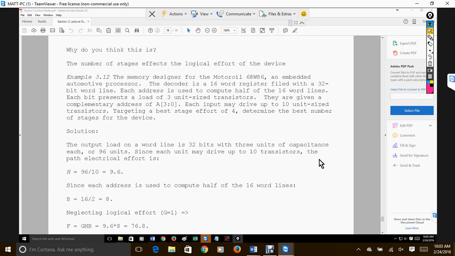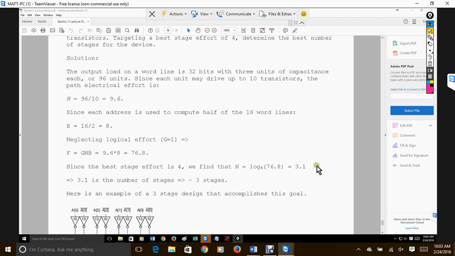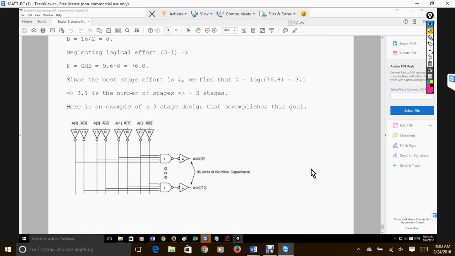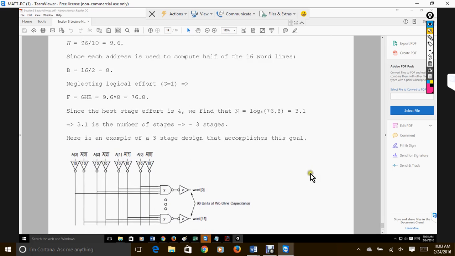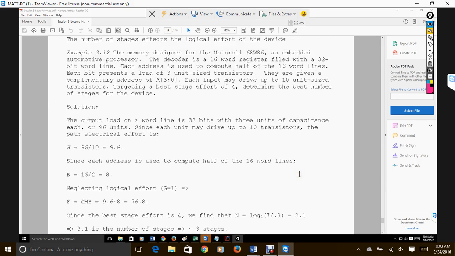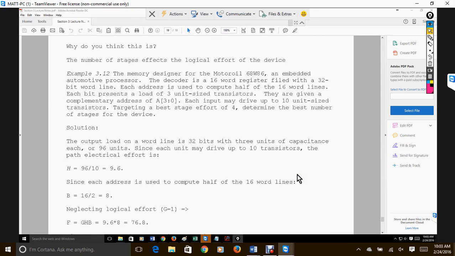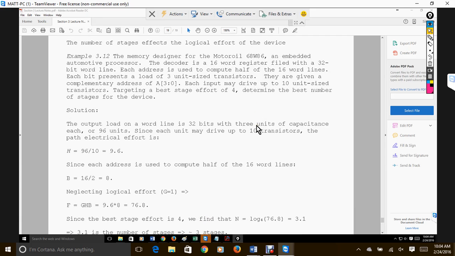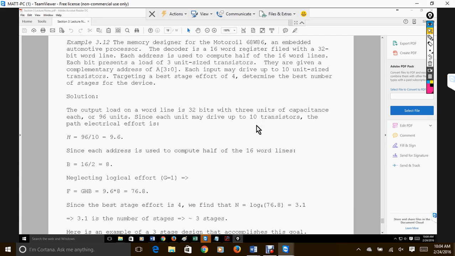Okay, so we'll do this one last example problem, and I think we'll wrap up for the day, because it's also the end of section 3. All right, so number of stages affects the logical effort of the device, as you can probably think about, because it's the multiplication of each stage. And so here, this is one of the big problems in the textbook. This is a really good type problem to really combine all the concepts.